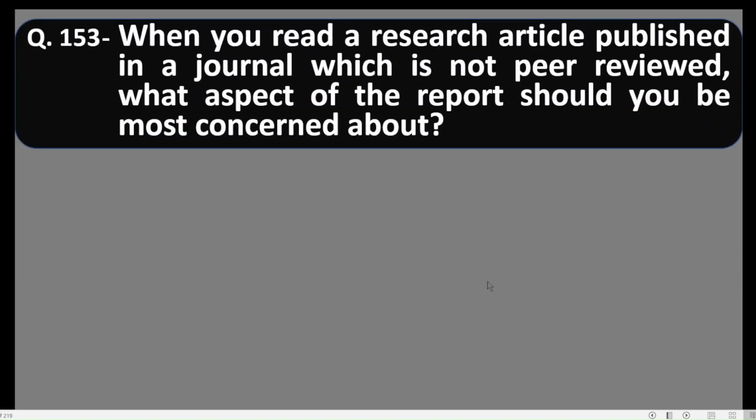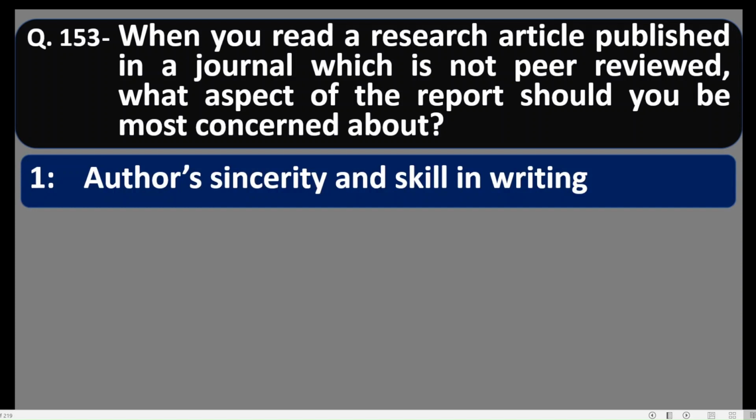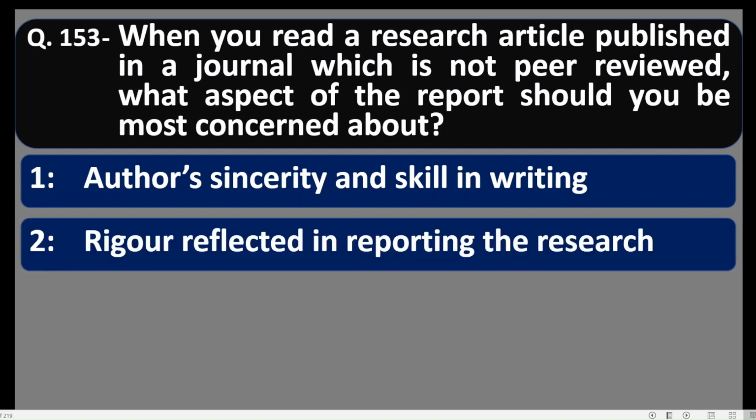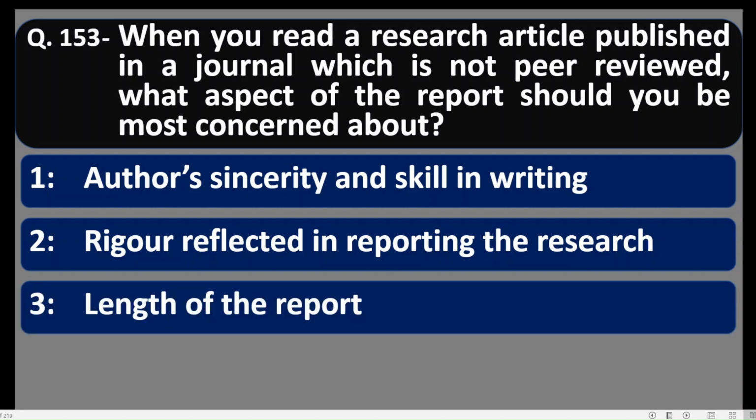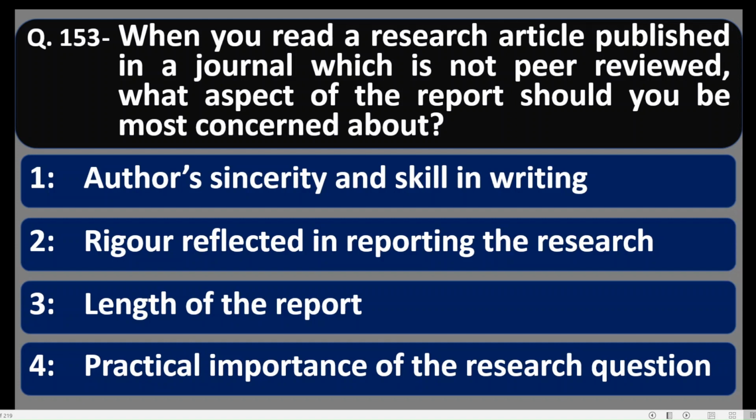Question number 153. When you read a research article published in a journal which is not peer reviewed, what aspect of the report should you be most concerned about? Let us see the options. Option number 1 is author's sincerity and skill in writing. Number 2, rigor reflected in reporting the research. Number 3, length of the report. Number 4, practical importance of the research question.